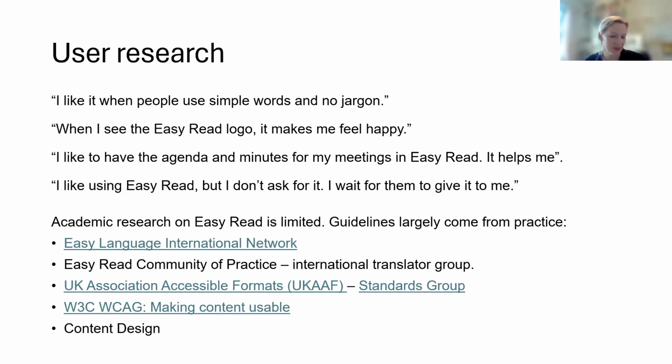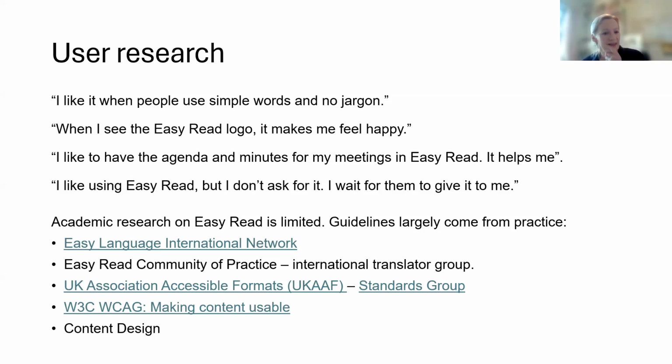So we've got the Easy Language International Network, which is a network of practitioners and academic researchers and some advocacy groups, but we could definitely welcome more. We also have an Easy Read community of practice where international groups of translators debate what is Easy Read, how to make it work and what's the best thing to do, and it shows up how it's done differently in different countries, and shows you different cultures of Easy Read.